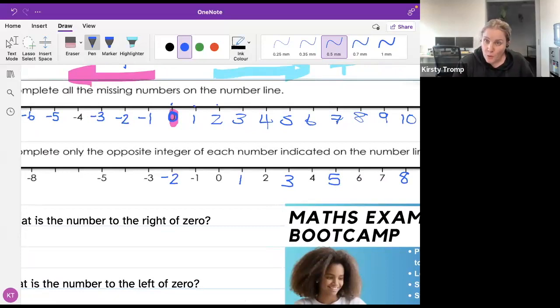They gave me 4. What's the opposite of 4 or the additive inverse of 4? It's going to be -4. They gave me 6. What's the opposite or the additive inverse of 6? It's going to be -6. And finally, what's the additive inverse or the opposite of 7?